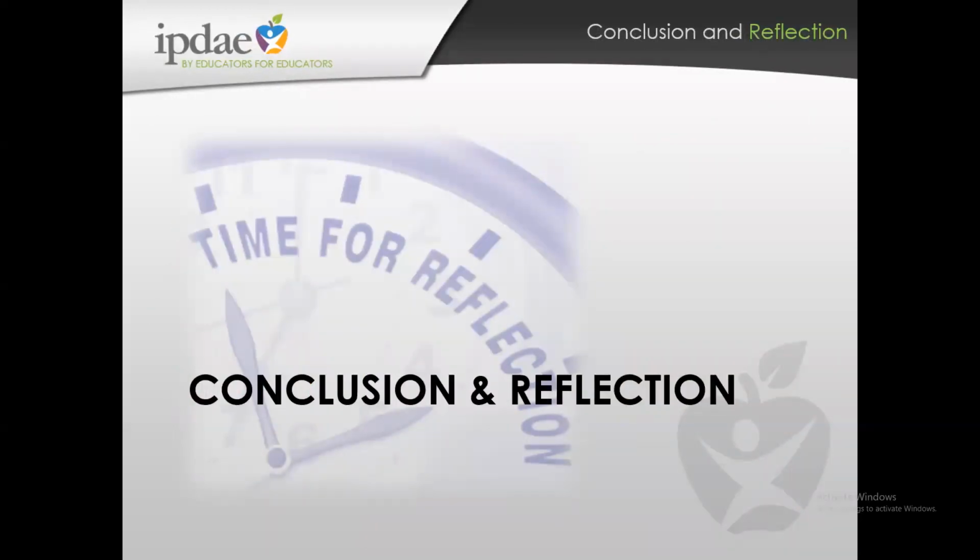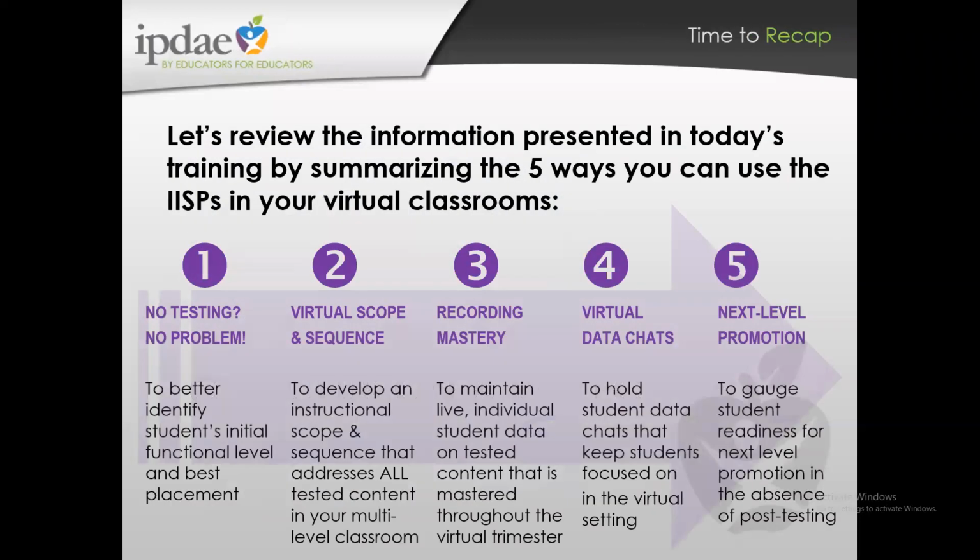Now, we are at the end of our training, but let's briefly summarize some key points because we did cover a lot of information in just a couple of slides. Let's summarize the 5 ways you can use the IISPs in your virtual classroom. First, you can initially use the IISPs to better identify new students' initial functional levels and provide the best placement for them. Next, you can use the IISPs to develop the scope and sequence, one that will emphasize all tested content based on the different level IISPs that are represented by the students in your virtual class. Target content for instruction by focusing on non-mastered TABE skills.